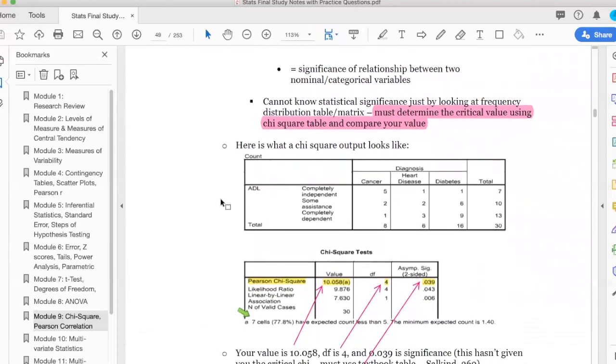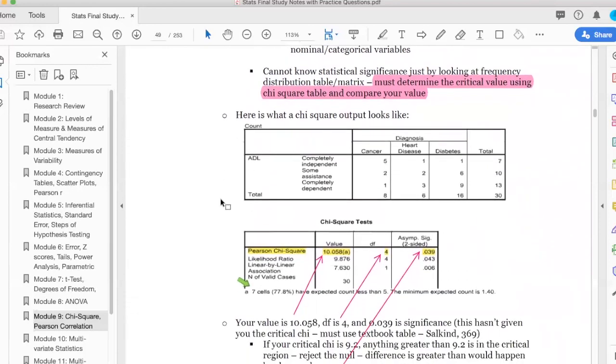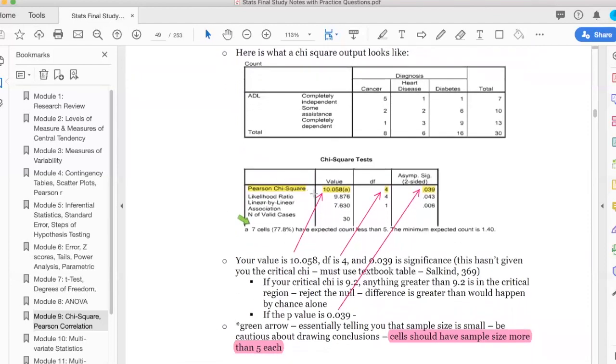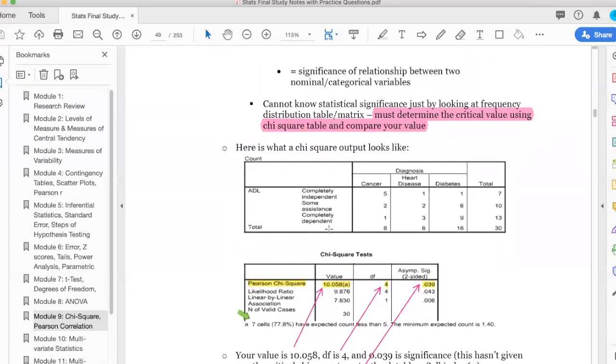So this is what the chi-square looks like. This isn't from Excel. I don't remember what the name of the other program is, but it's from the other program. Again, the only thing you really need to know is to be able to pick out your critical value, your degrees of freedom, and your calculated test statistic.